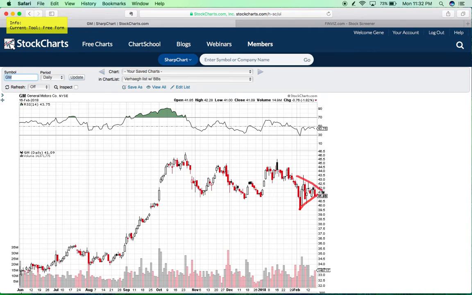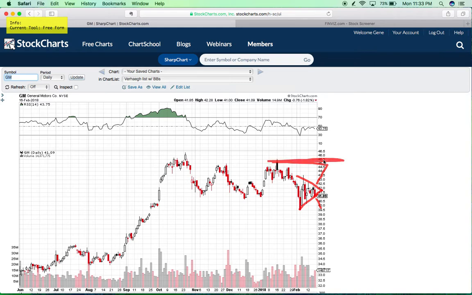So same thing as we looked at Chevron. We just watch for that and see which way it goes. If it breaks down here, it's likely to continue down a little more. If it breaks up here, it's likely to come back up to this resistance level right up here.